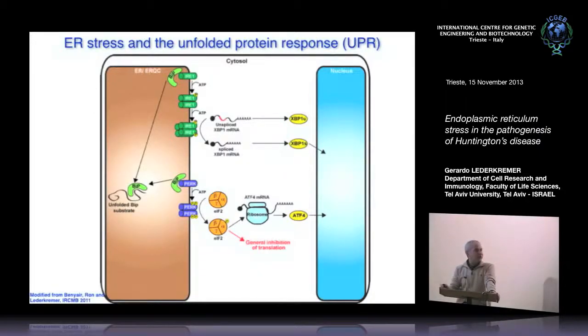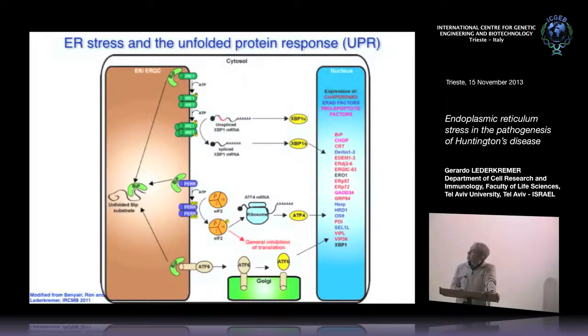But also, through an unusual pathway, there's an activation of translation of the transcription factor ATF4. So there's more ATF4 made. It goes to the nucleus and induces transcription. The third branch is through another membrane protein of the ER, ATF6. ATF6 is already a transcription factor, but it's bound to the membrane. When activated, this region becomes cleaved, and ATF6 is released and goes to the nucleus.